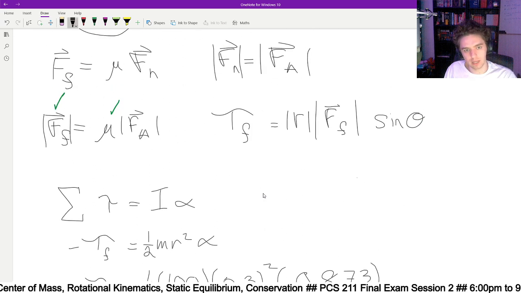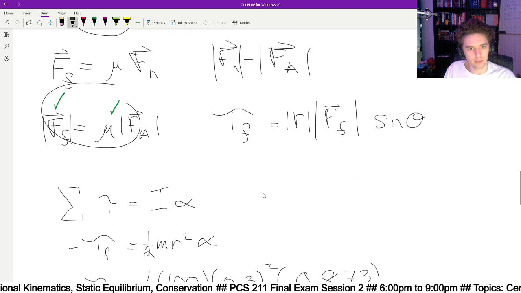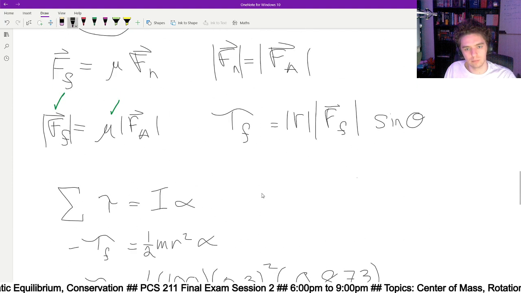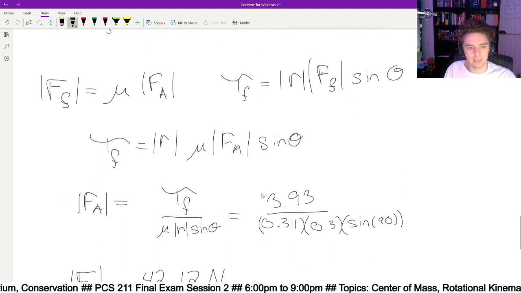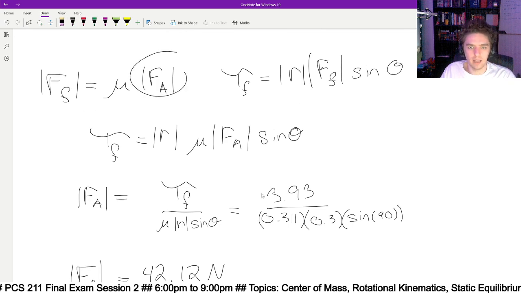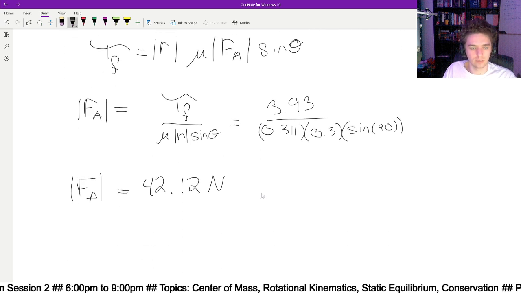The torque done by friction, I know that. So I can combine these two equations. That's what I do next. I take that first equation, this equation, right? Rewrite it here. Take that second equation from here, this one. And I combine them. I put the Fs into there so that I have Fa. And now I know everything in here. I just rearrange for Fa of 42.12 newtons.